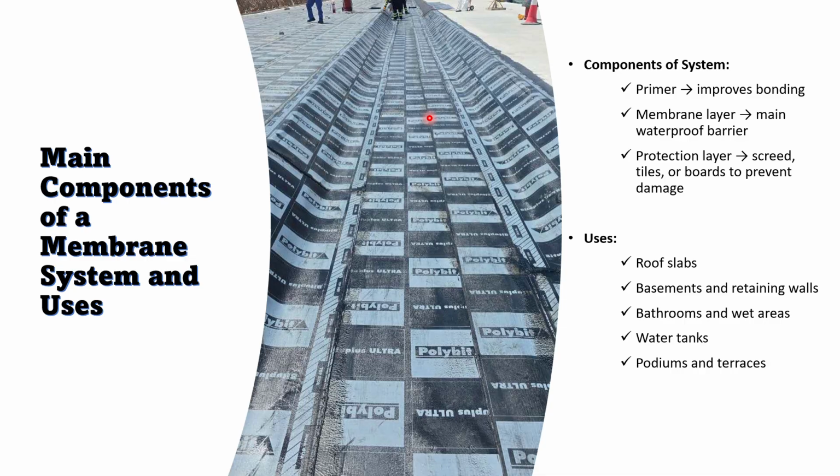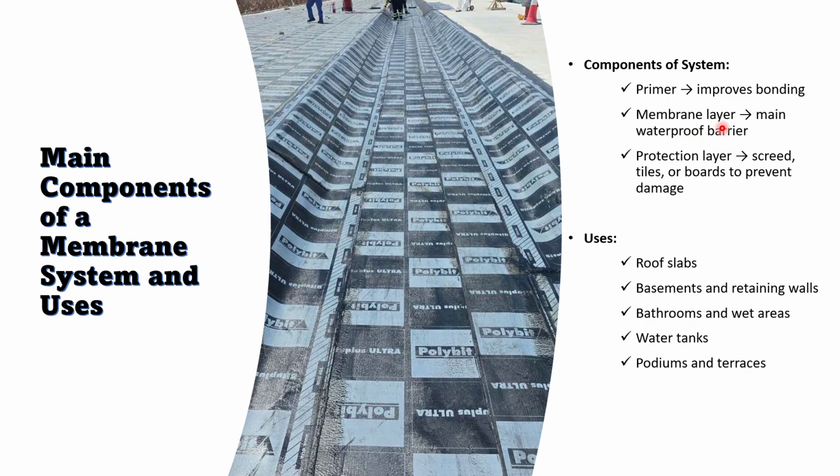Now go to the next slide, the main components of the membrane system and uses. So what are the components we use? What is the waterproofing system? These are three steps which are involved and which create this system of waterproofing. The first one is the primer. Primer we apply on the concrete substrate, and it improves the bonding between the membrane layer and the concrete.